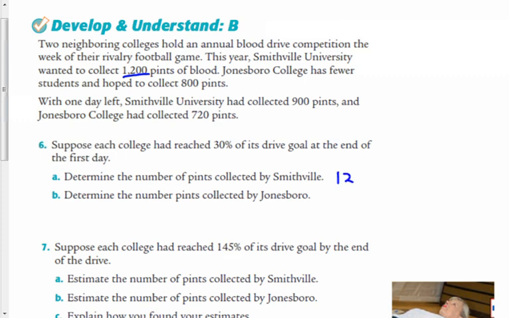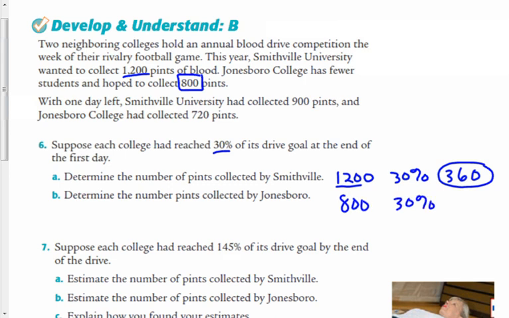Again, so Smithville wanted to collect 1,200 and we wanted to know what is 30% of that. Well, again, just underline the first 3, that's 10%. So just multiply that by 3 or add 120 three times. So 360 would be 30%. Right? And Jonesboro, 30% of their goal was 800. 30% of that is, again, 10% of 800 is 80. So 30% would be 80 times 3. 8 times 3 is 24, so 80 times 3 is 240.